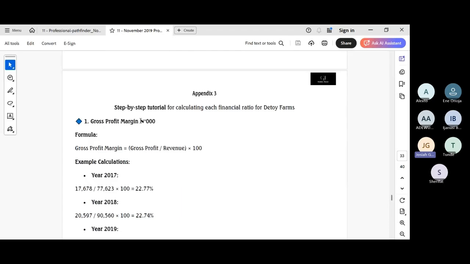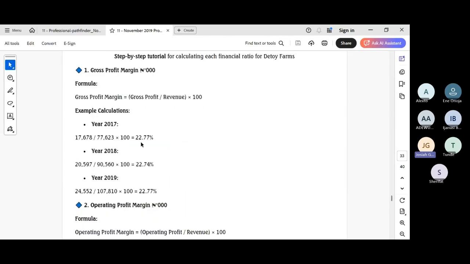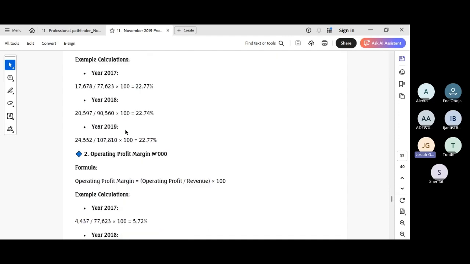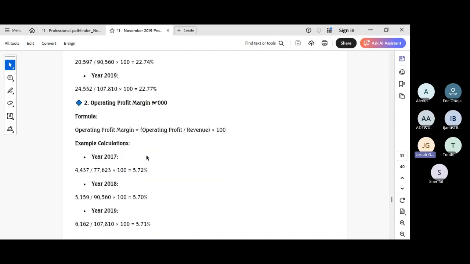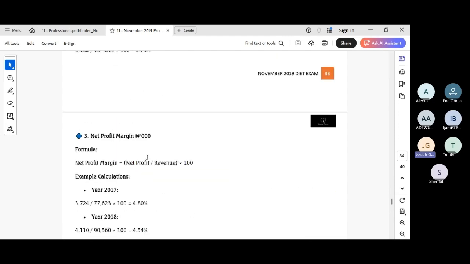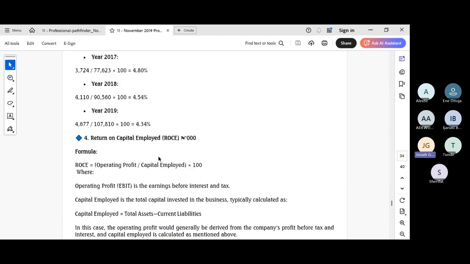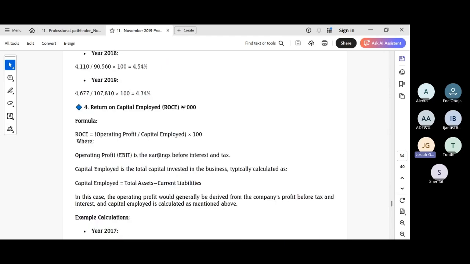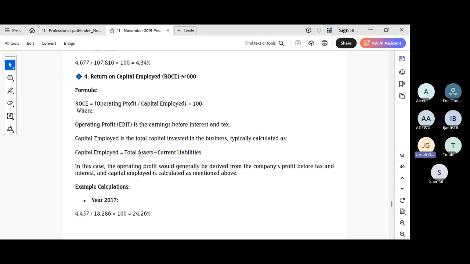I provided the formula and the step-by-step computation for the 3 years for the ratios. So you have gross profit margin, operating profit margin, we also have net profit margin, and we also have the return on capital employed. And I explained the capital employed calculation. So there are 3 variants of capital employed or return on capital employed. The variant that was used here by the examiner was explained.